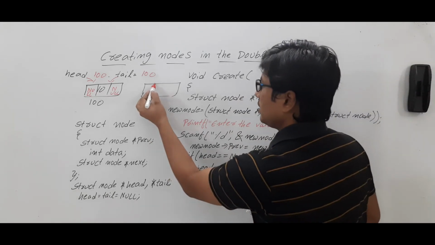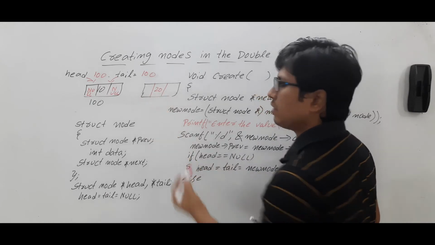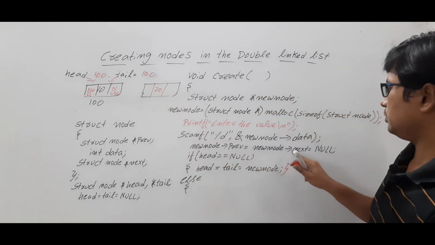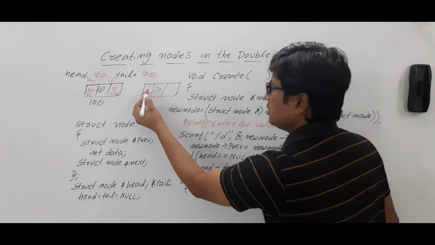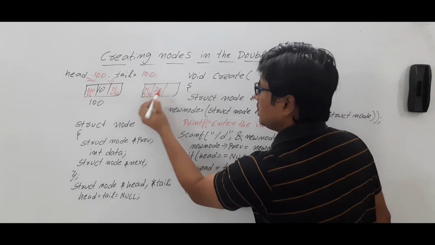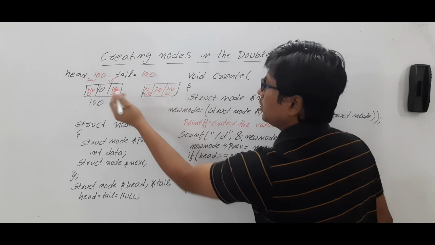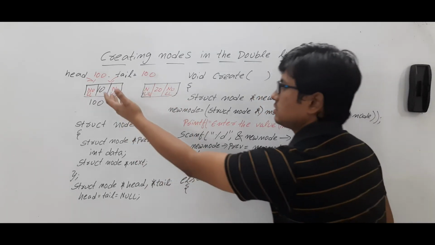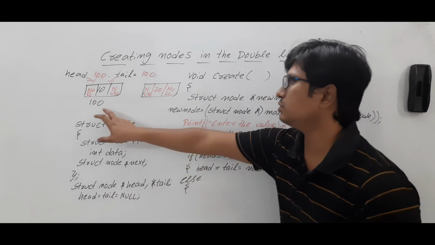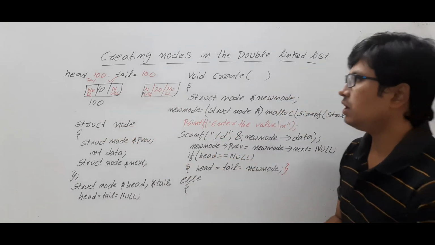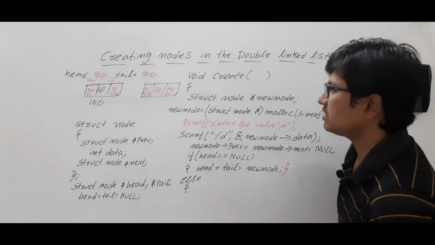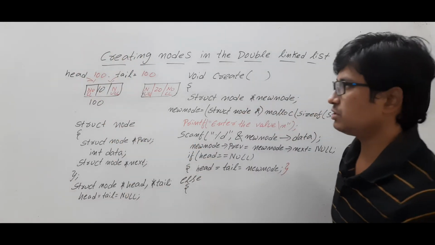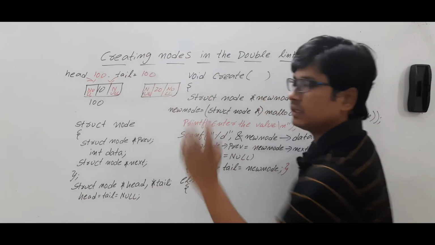So let's take that the user has entered the value 20 and we have written new node of previous is equal to new node of next is equal to null. So now this is null and this is also null. Now I want to insert this node after this one. So this is the first node and this is the second node. So what I have to do? First thing is that head will always be pointing to the first node. Now tail should be pointing to this one.